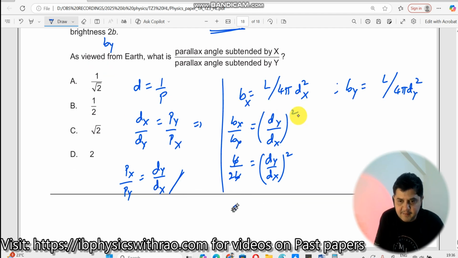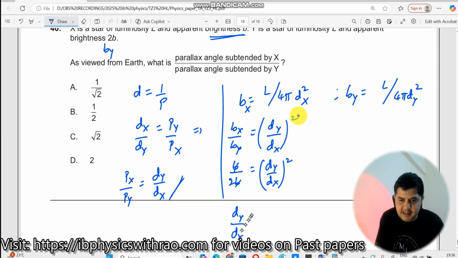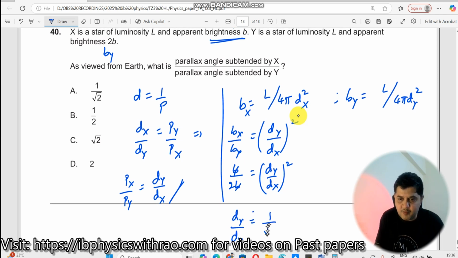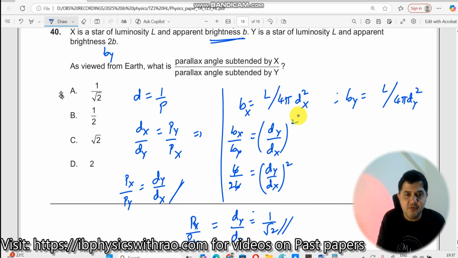Or in other words, I can now write dy by dx is equal to 1 by root 2, which is also equal to px divided by py. So this is nothing but your comparison problem. Therefore, the answer is 1 by root 2, answer is A.